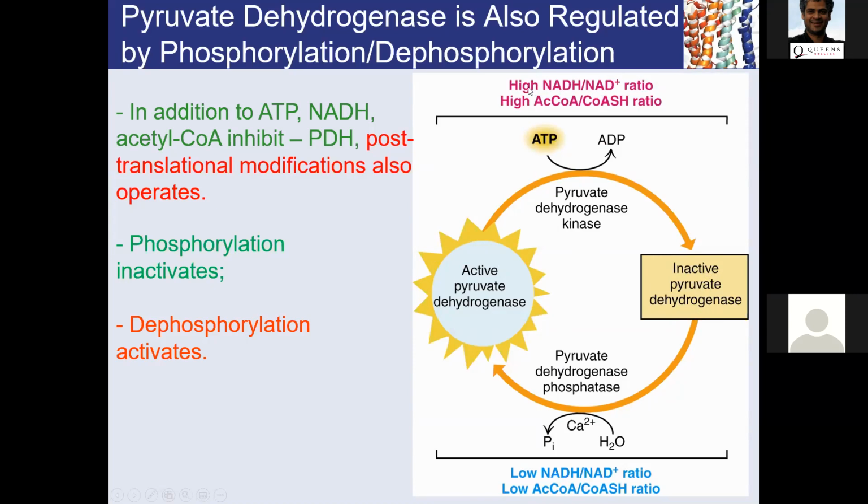So when you have a high concentration of NADH to NAD plus, and here you are seeing it in terms of ratios, a high acetyl coenzyme A to coenzyme A ratio, which will reflect high energy status of the cell, then the pyruvate dehydrogenase complex is inactive. And that is done by pyruvate dehydrogenase kinase. Okay, and at the low ratio, you see the pyruvate dehydrogenase phosphatase being activated. So you can have active pyruvate dehydrogenase. Cool.